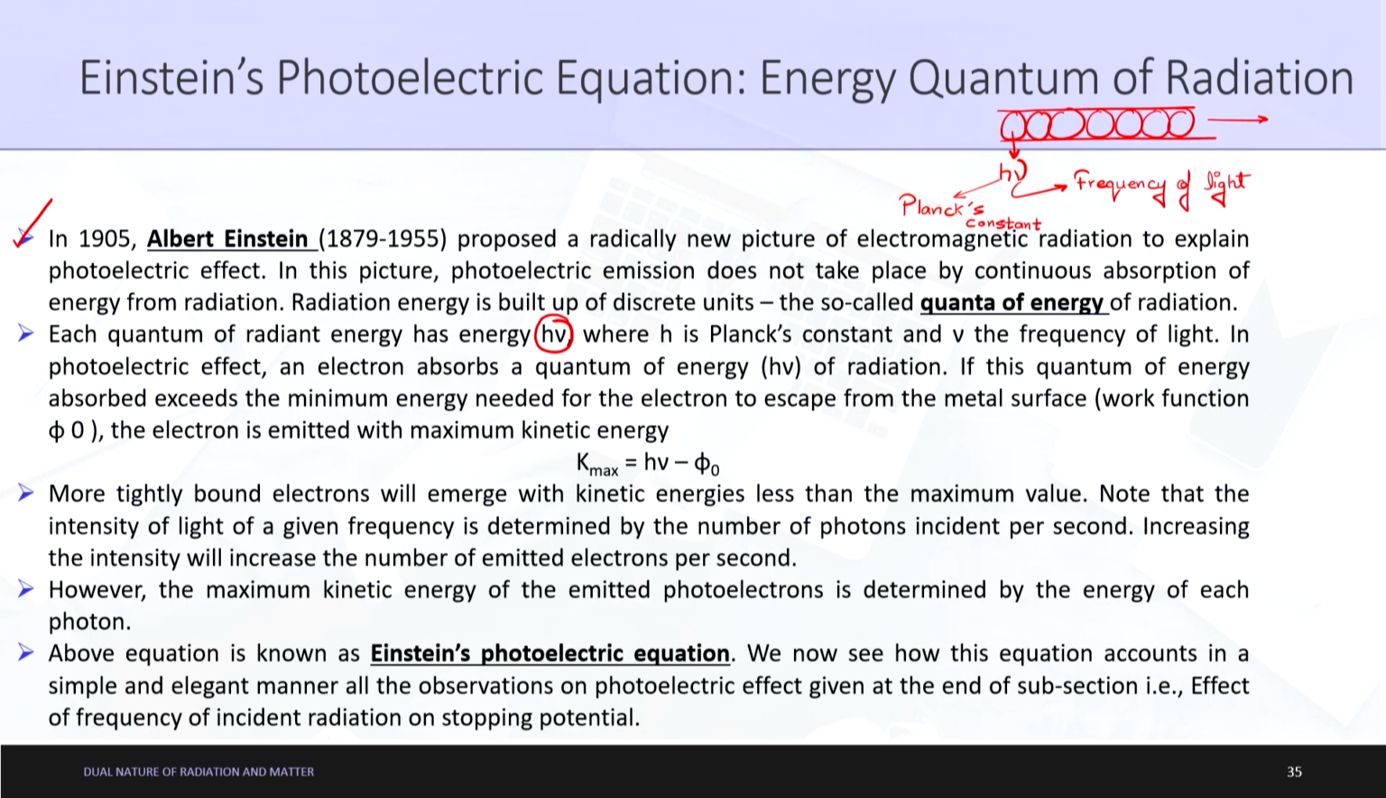Okay. Let me try to make it as an example. Let us say the value of h nu is 5 electron volts, and let us say phi naught value is 7 electron volts. Okay. So, what happened was this quantum of energy came, it collided with the electron, and the energy was being absorbed by the electron. Now, what was the work function? It was calculated, work function was 7 electron volts.